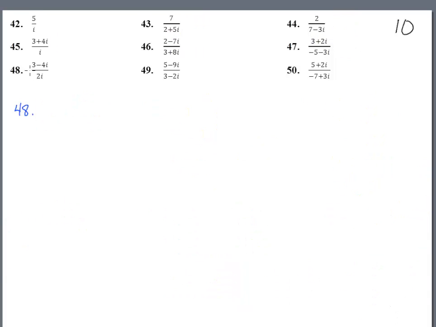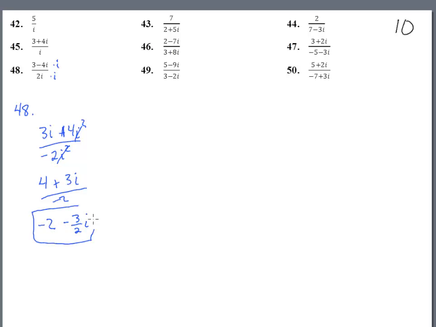Number 48. This is not a binomial, so we can just times by i, and we get 3i minus 4i squared all over 2i squared. i squared makes that a negative 2, and i squared makes that a plus 4 right there. So we get 4 plus 3i all over a negative 2. Write that in simplified form, we get a negative 2 minus 3 halves i. 4 over negative 2 is a negative 2, and then 3 over negative 2 gives us this right here.